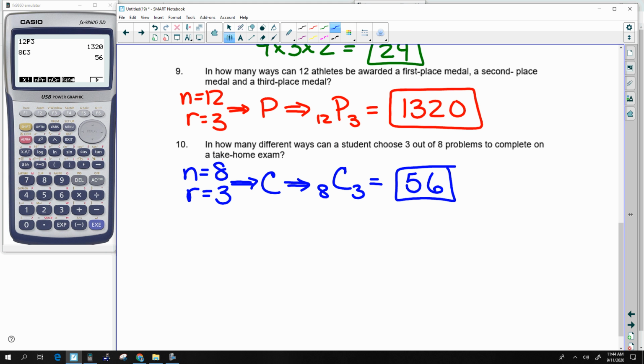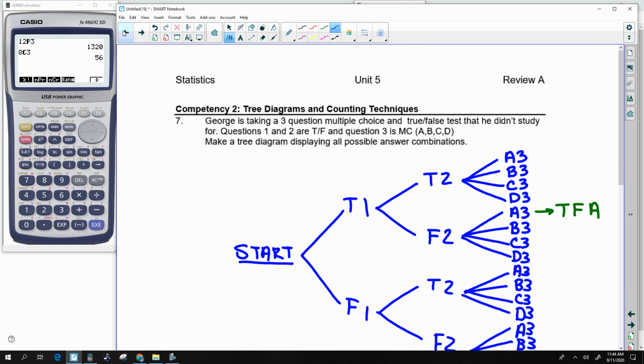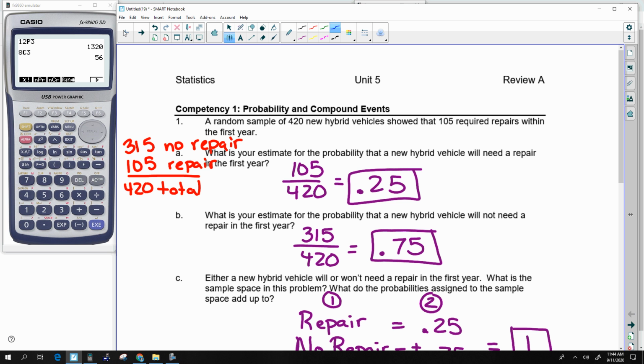And I think that's the ball game. I think that's the entire test right there. Pretty sure. Yep. That's it.